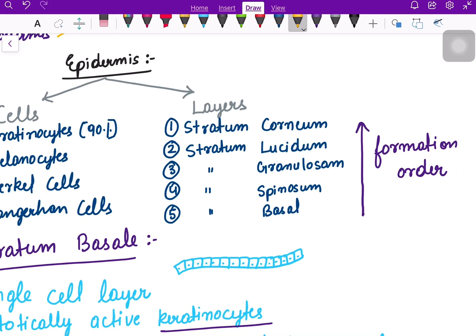Here I have shown with an arrow the formation order. The lowermost, the basal, is formed first, then the spinosum, then granulosum, then lucidum, and the topmost layer is the corneum. So we should remember the layers in their order. First formed is the basal, the lowermost, and the uppermost is the corneum.